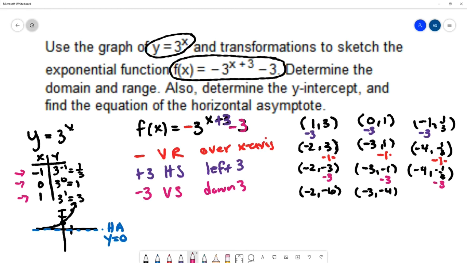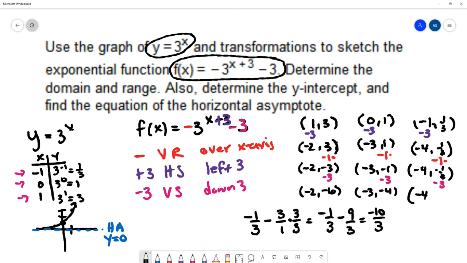And here's where we have to get a common denominator. We need to do negative 1/3 minus 3. We'll treat that as 3 over 1. And I need a common denominator, so I'll multiply by 3 over 3. That's negative 1/3 minus 9/3, and that is negative 10/3. So we get negative 4 and negative 10/3 for our final ordered pair. So to sketch our new graph, let's use these 3 new points that we got.